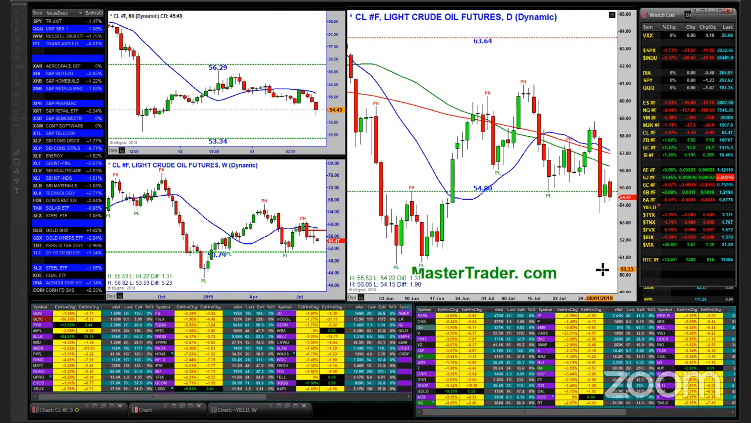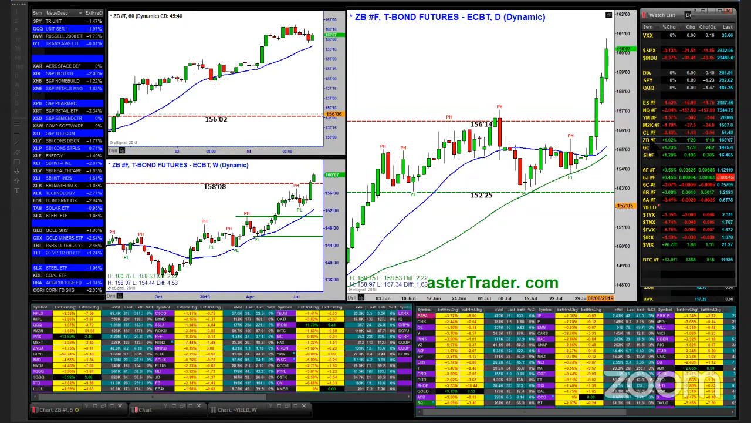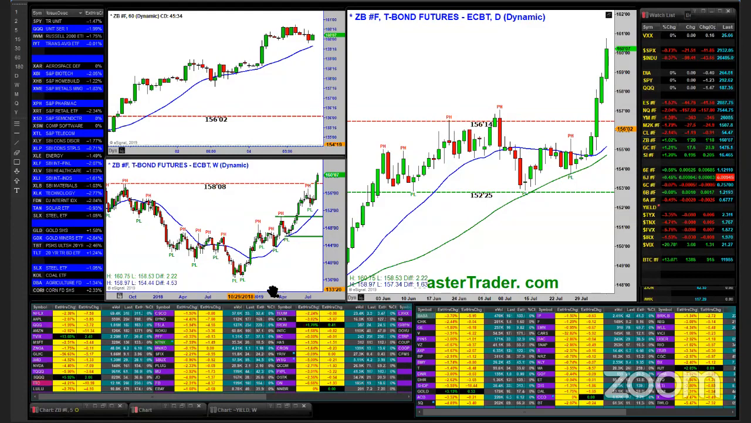Oil looks like it's heading lower, just kind of chopping around here, but the wide range bar is at the bottom of it. Bearish. Looks lower. Bonds are exploding higher here. We talked about the consolidation at resistance over the last few weeks.